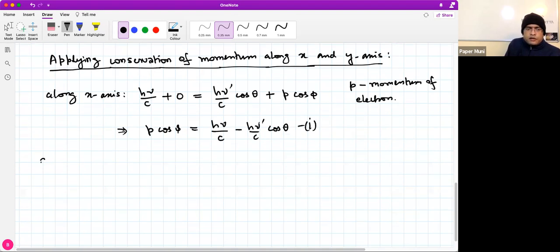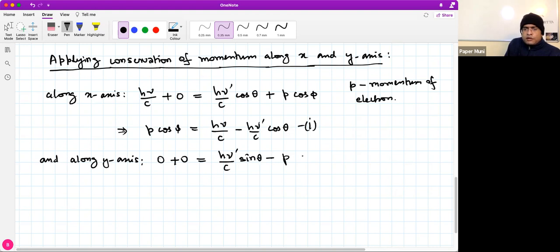And if you write down the momentum conservation along the y-axis, what do you get? Initially along the y-axis it is 0. Now this will have h nu dash by c sine theta minus p sine phi. So if you rearrange, you'll get p sine phi is equal to h nu dash by c sine theta. So this is, say, equation two.